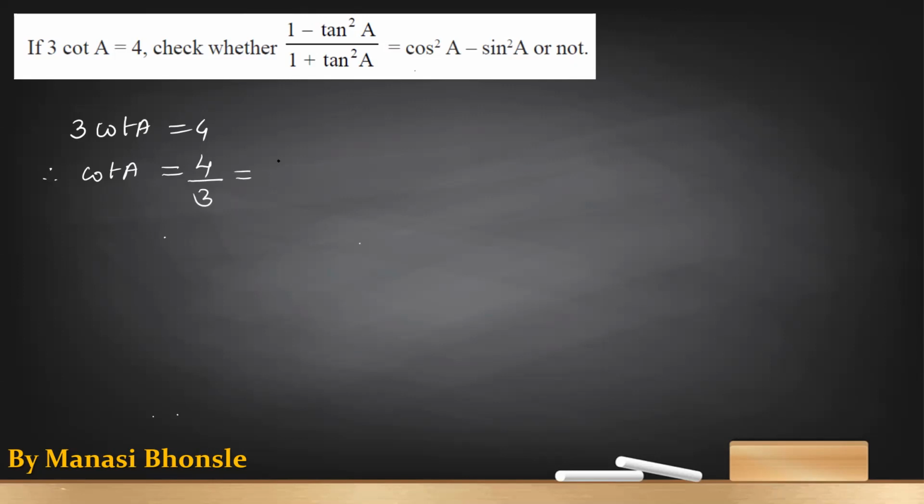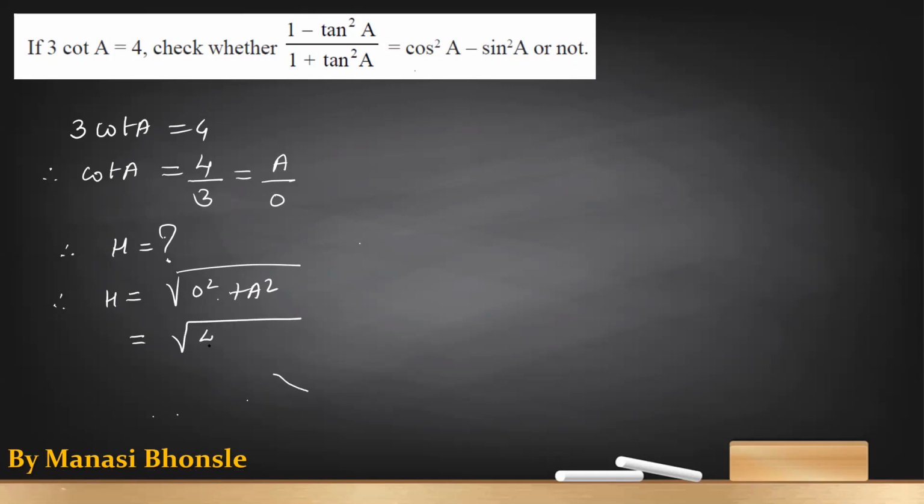And what is cot? Cot is adjacent upon opposite. So we need to find out H. So we know H is equal to root of O square plus A square. So this will be your 4 square plus 3 square. 16 plus 9, that's going to be root 25, and hence H is going to be 5.